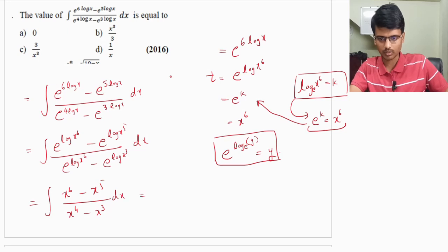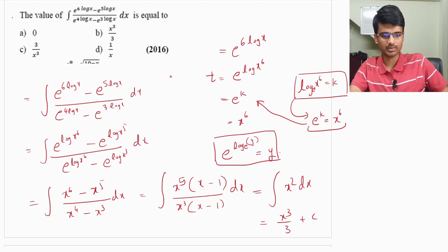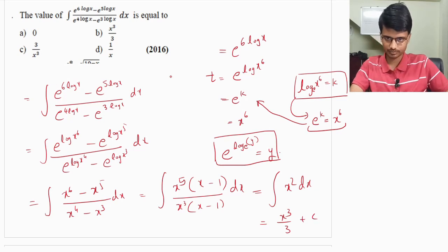Now I can take common here. I can take x power 5 as common. I'll get x minus 1. Here I can take x cube as common. I'll get x minus 1 dx. X gets cancelled. I am only left with x square dx. What is integration of x square dx? It is very easy. X cube by 3 plus c. So the correct answer is option B. Okay, so this is how you solve this question.